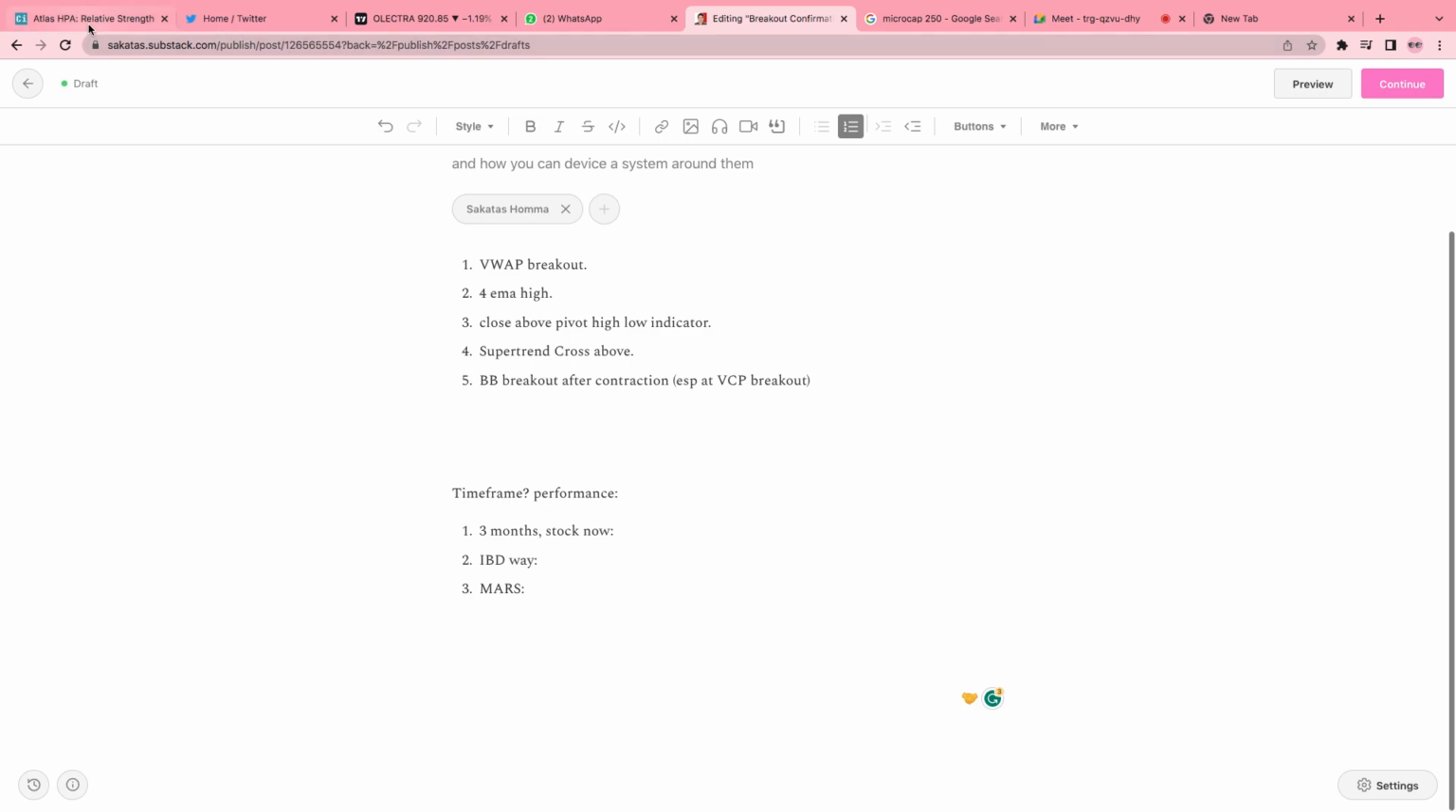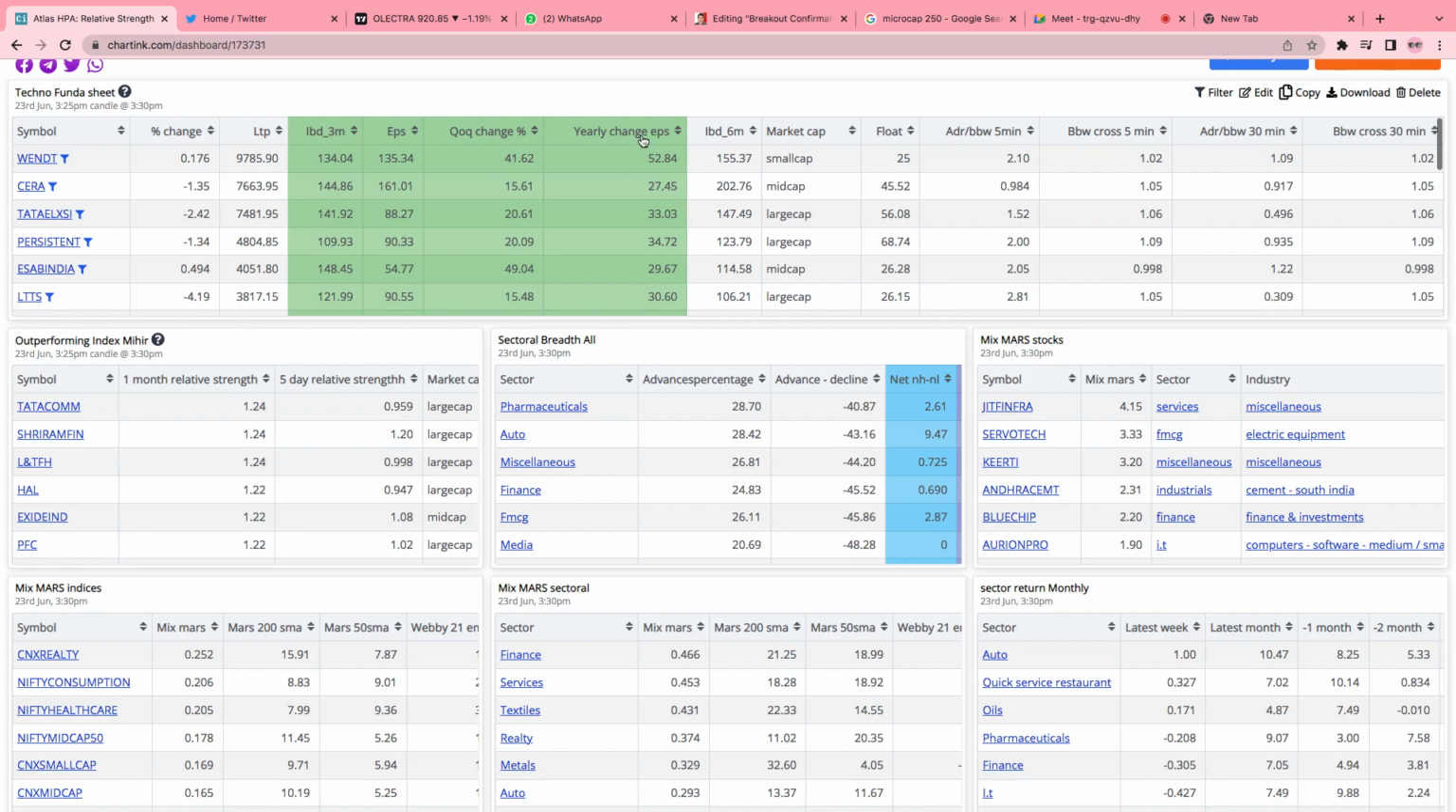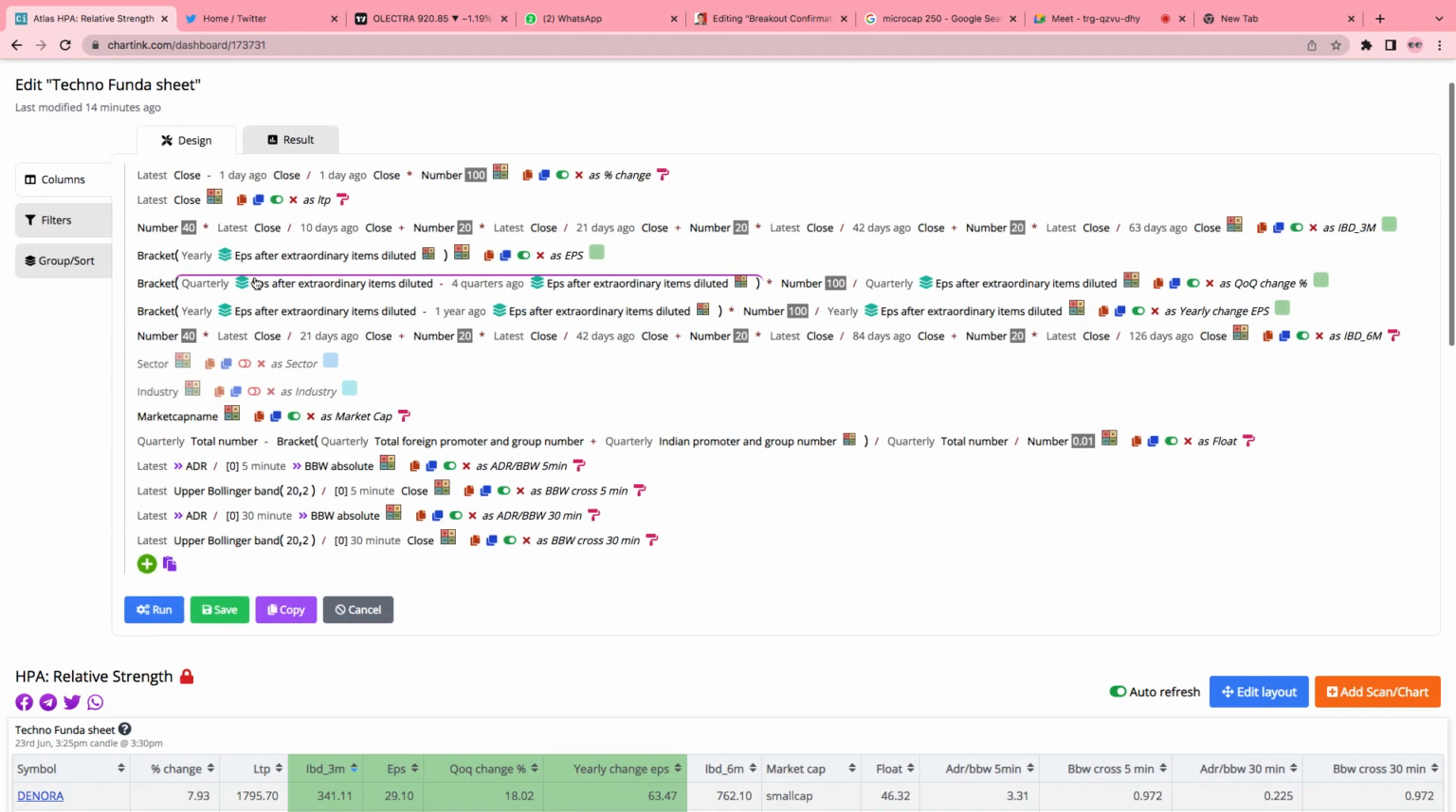Okay, so what does IBD do? So we have an IBD way, IBD 3 and IBD 6 month. If you sort this, you will get the highest performing, relatively strong names in terms of IBD classification. It gives different weightage to the performance of different time periods. So you will see here, in IBD 3 month it gives 40% weightage to last 10-day performance, 20% weightage to last 21-day performance, and 20% weightage to last 42-day performance, and it gives you a 3 month relative strength.